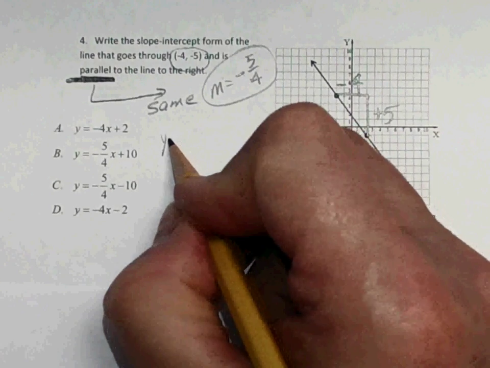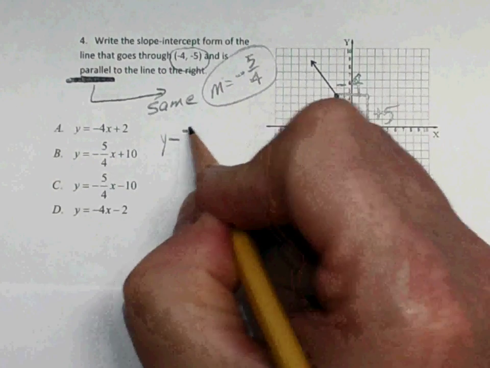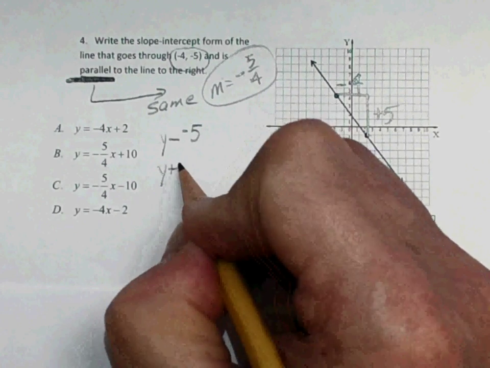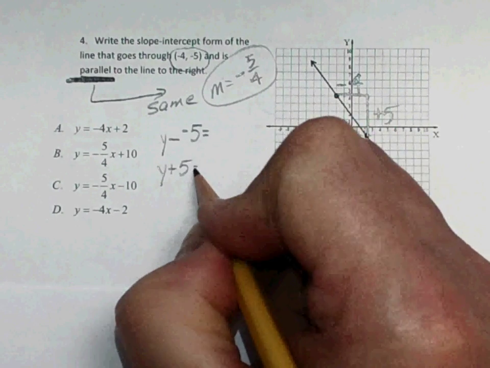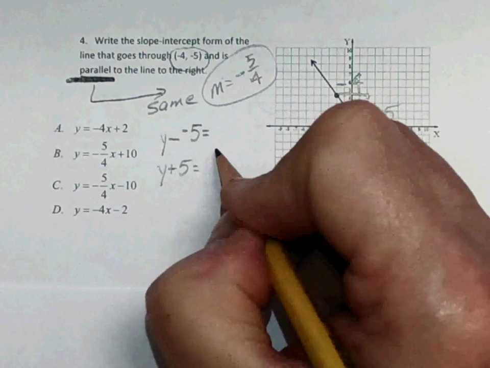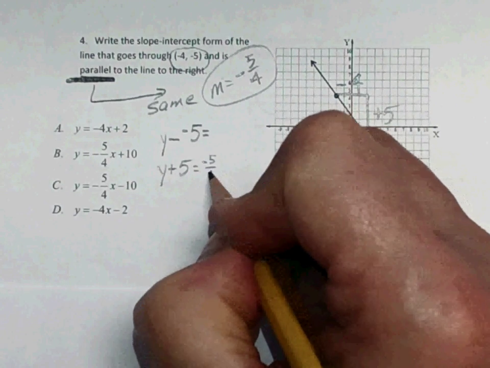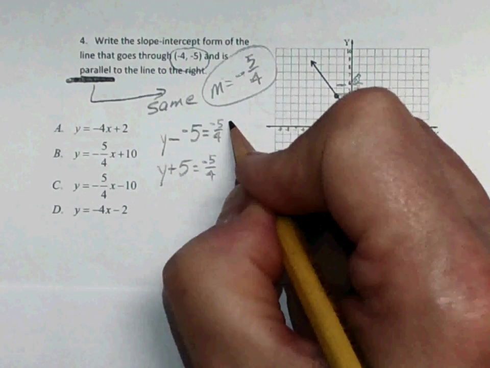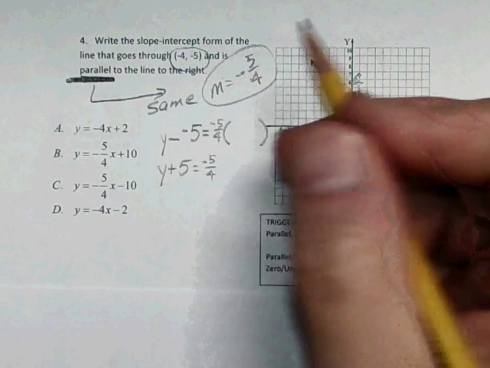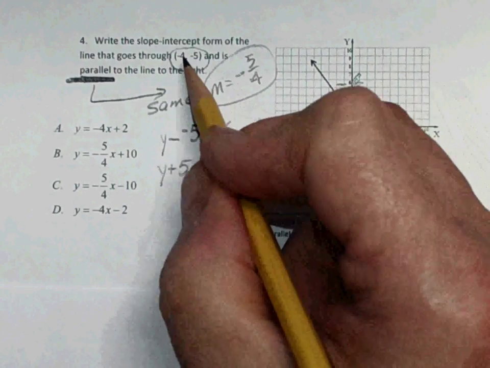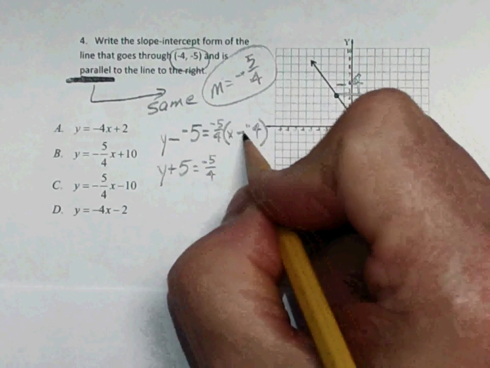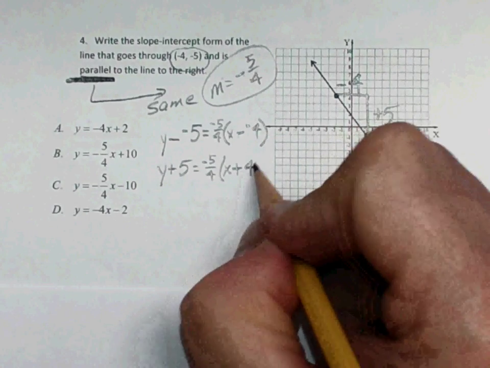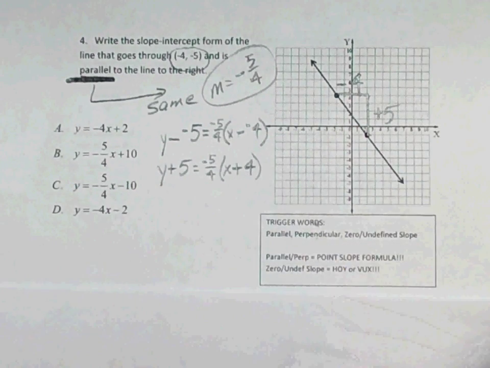Alright, here we go. Y minus my y value is a -5. Now remember, y minus a -5, let's clean that up to y plus 5, is equal to my slope, which is a -5/4, times the group of my x's, which is x minus a -4. Minus a -4 is adding a +4. So I'm going to clean that up so it looks like this.